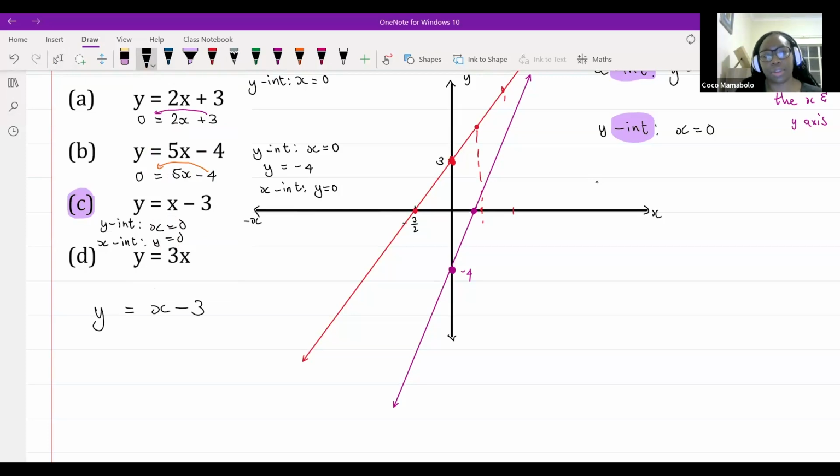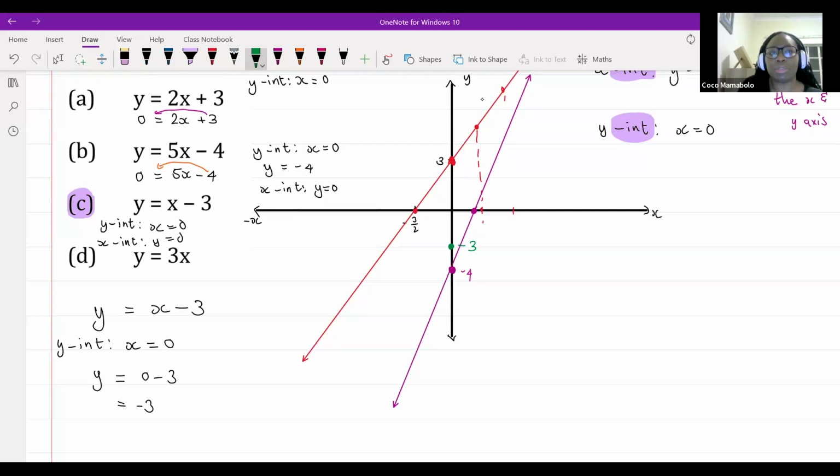Right. So I want the y-intercept. Therefore, I will make x equal to 0. So I'm going to have y equals 0 minus 3, which is equal to negative 3. So my graph will cross the y-axis at the point negative 3.